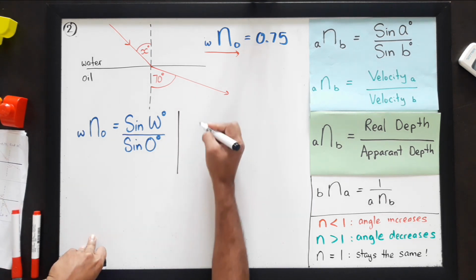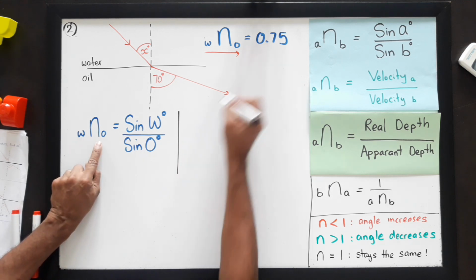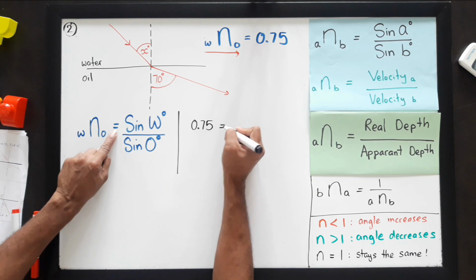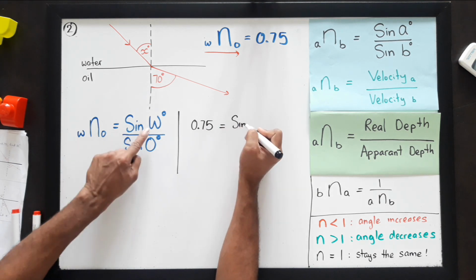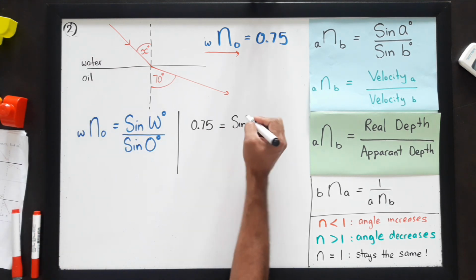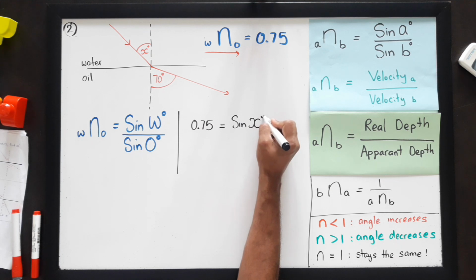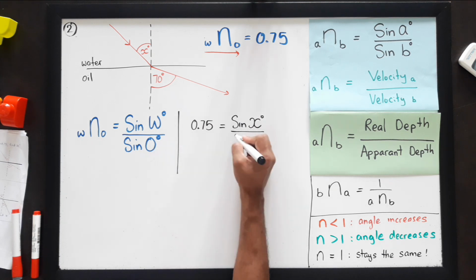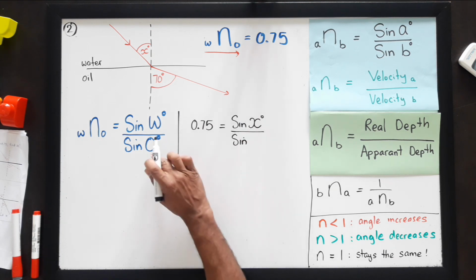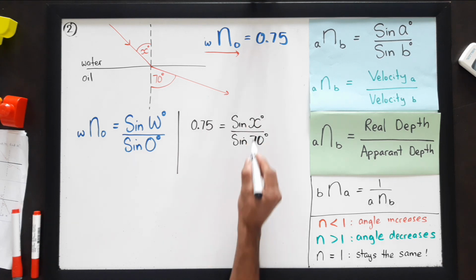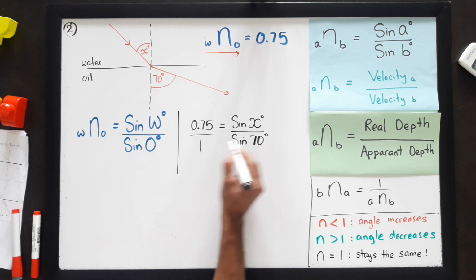Make a little barrier here. WNO. The examiner gave us 0.75. Sine of the angle in water. We do not know the angle in water. And the examiner, let's assume he drew the diagram first, and he's calling the angle in water X, and the angle in oil 70 degrees. So the aim of the question here obviously is to solve for X, right?